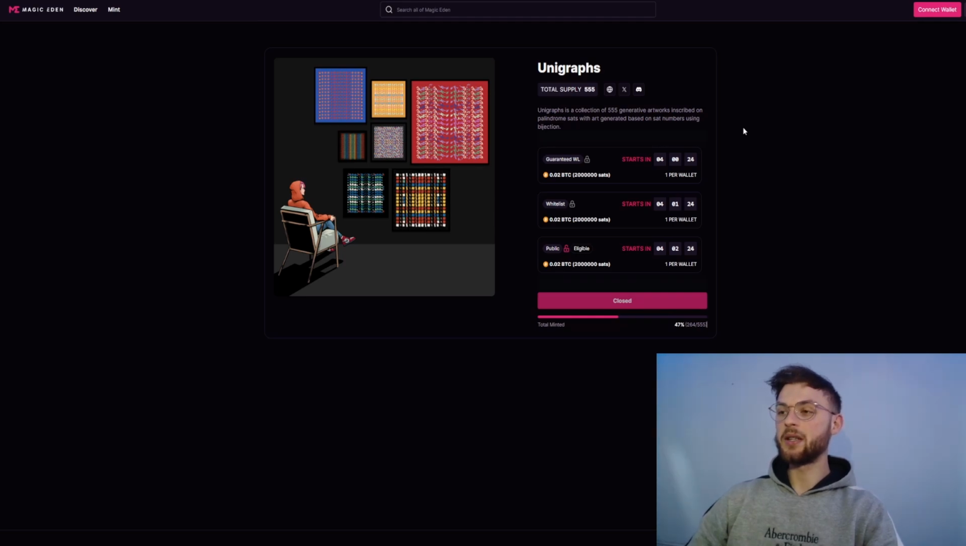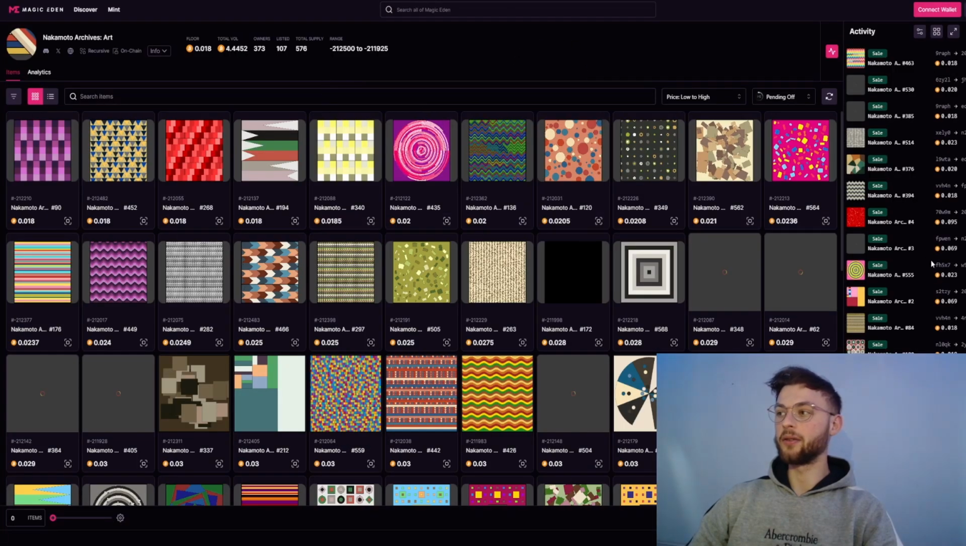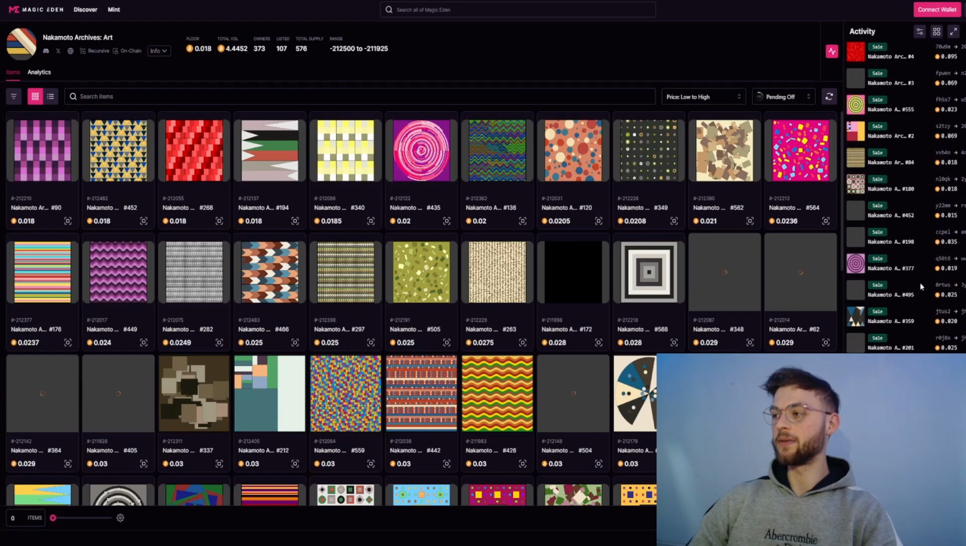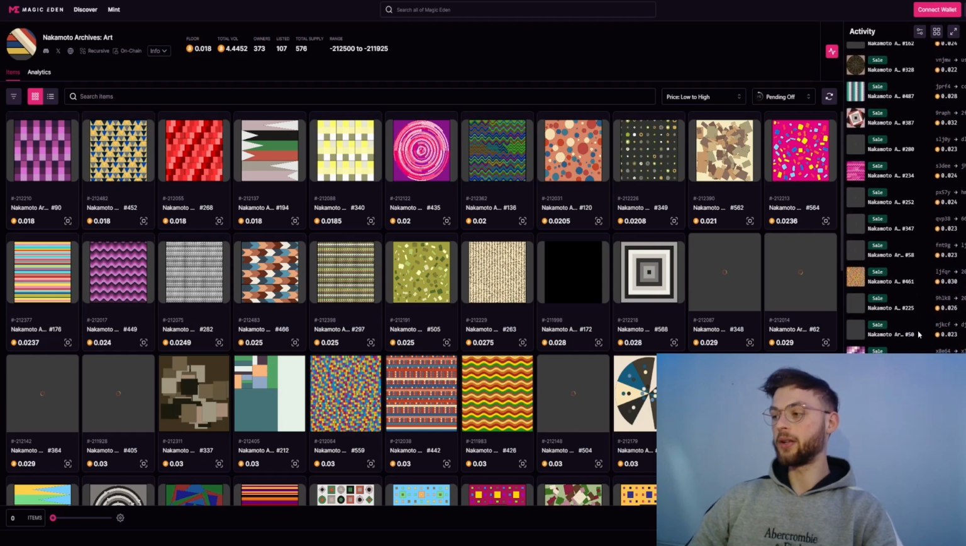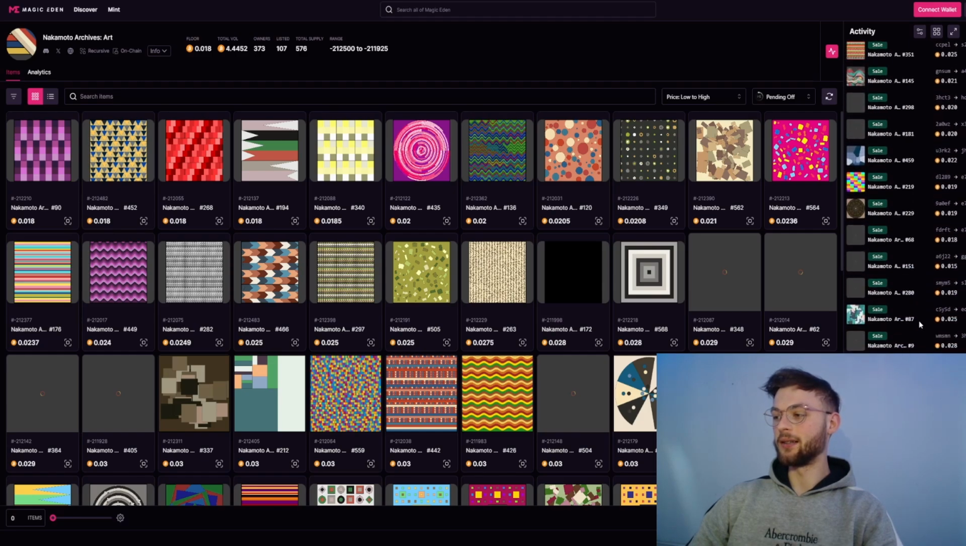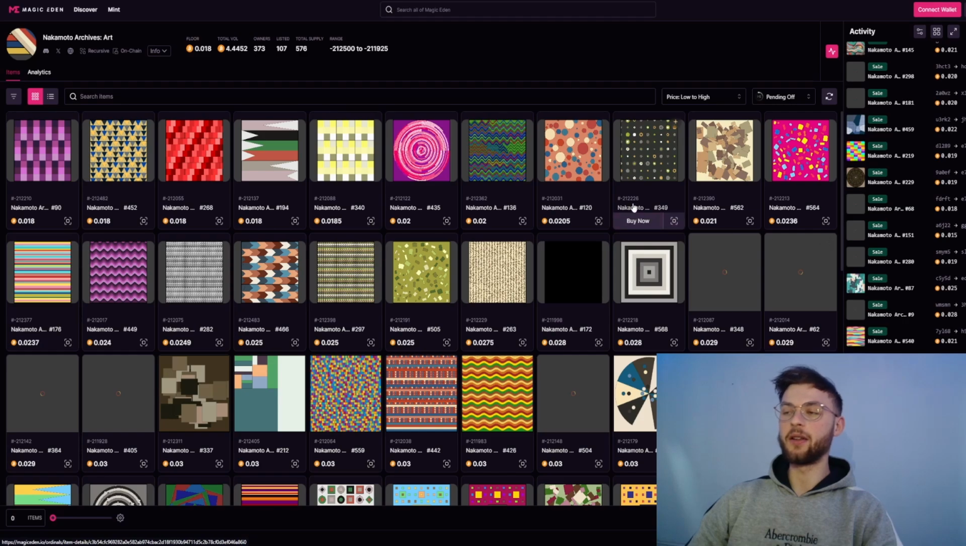It's not the cheapest mint, but I think there's still room to flip it for a couple X's. If you look at Nakamoto Archives, for example, you can see that people flip this for above 0.02, 0.03, and so on. I think I saw one sale above 0.05, so there's definitely room to grow. It depends what rarity you will get.